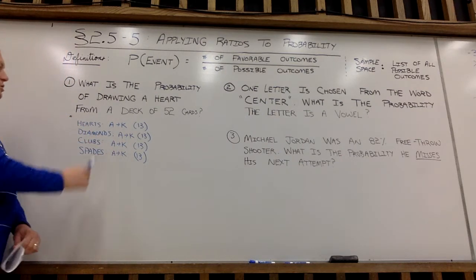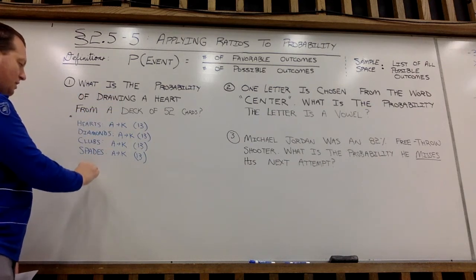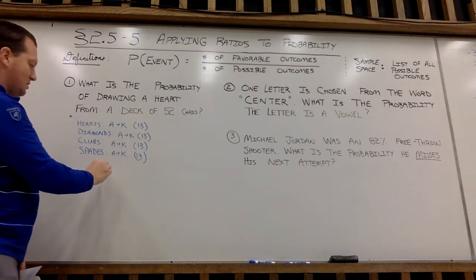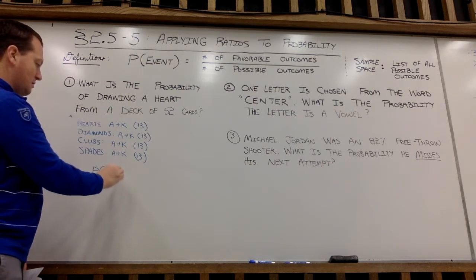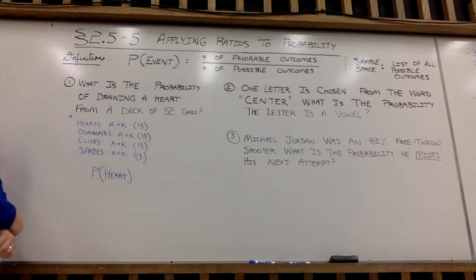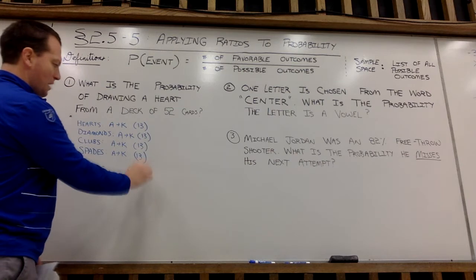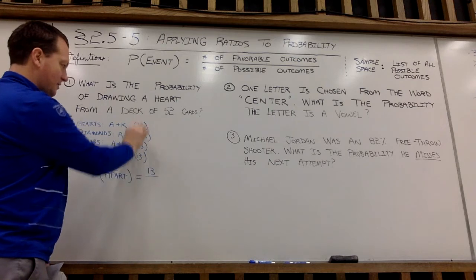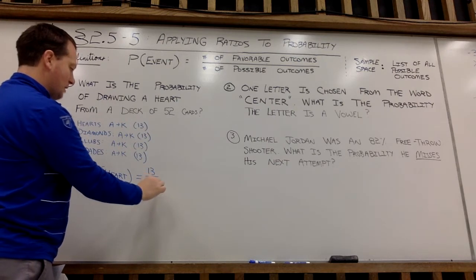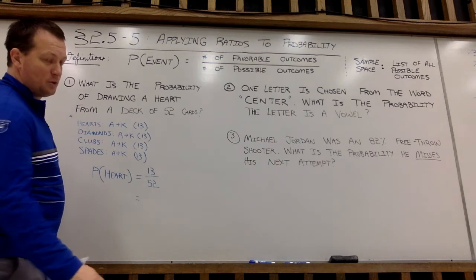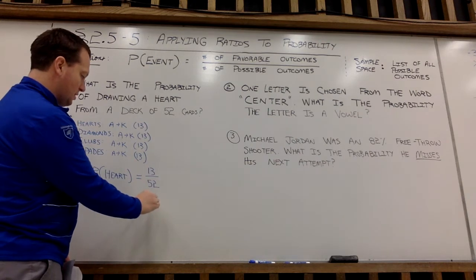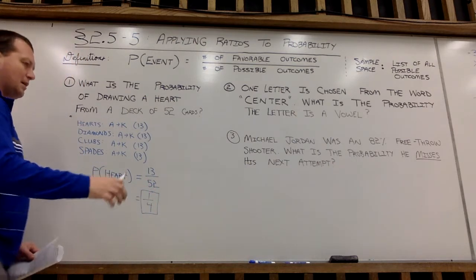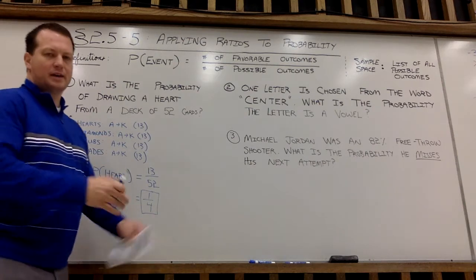So I want to find now in this first example, what is P, the probability of my favorable event, in this case, drawing a heart from a deck of 52 cards. My number of favorable outcomes, there are 13 hearts, 13 favorable out of 52 possible outcomes. When possible, you can reduce: 13 over 52 becomes 1/4. So you would have a 1 in 4 chance of selecting a heart from a full deck of 52 cards.